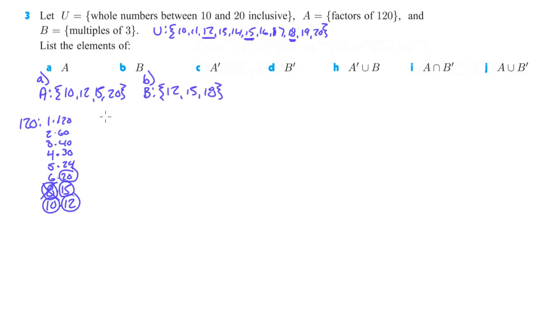C is list A prime, okay? I'm going to leave that there. That's fine. So C is going to be what A prime is, and that's going to be everything in the universal set that's not in A. So 10's in there, but 11 isn't. 12's there, but not 13 or 14. 15's there, but we need 16, 17, 18, and 19, and 20 is in here. So there's our A prime.